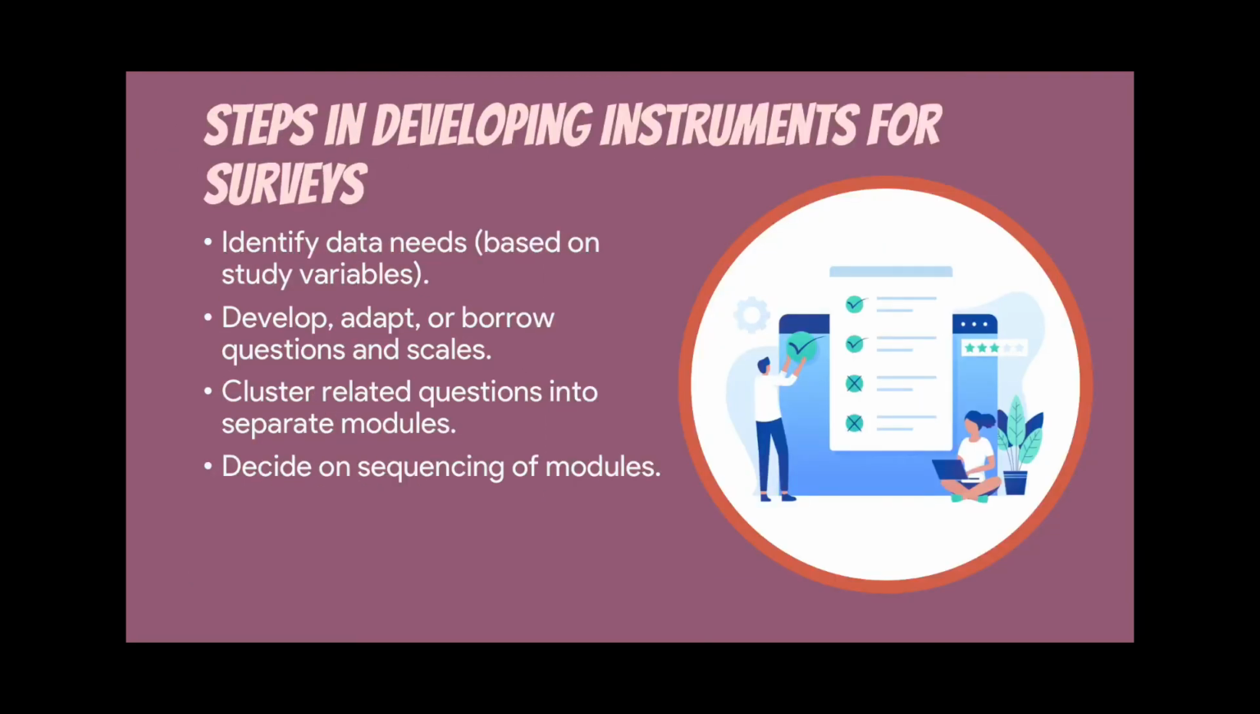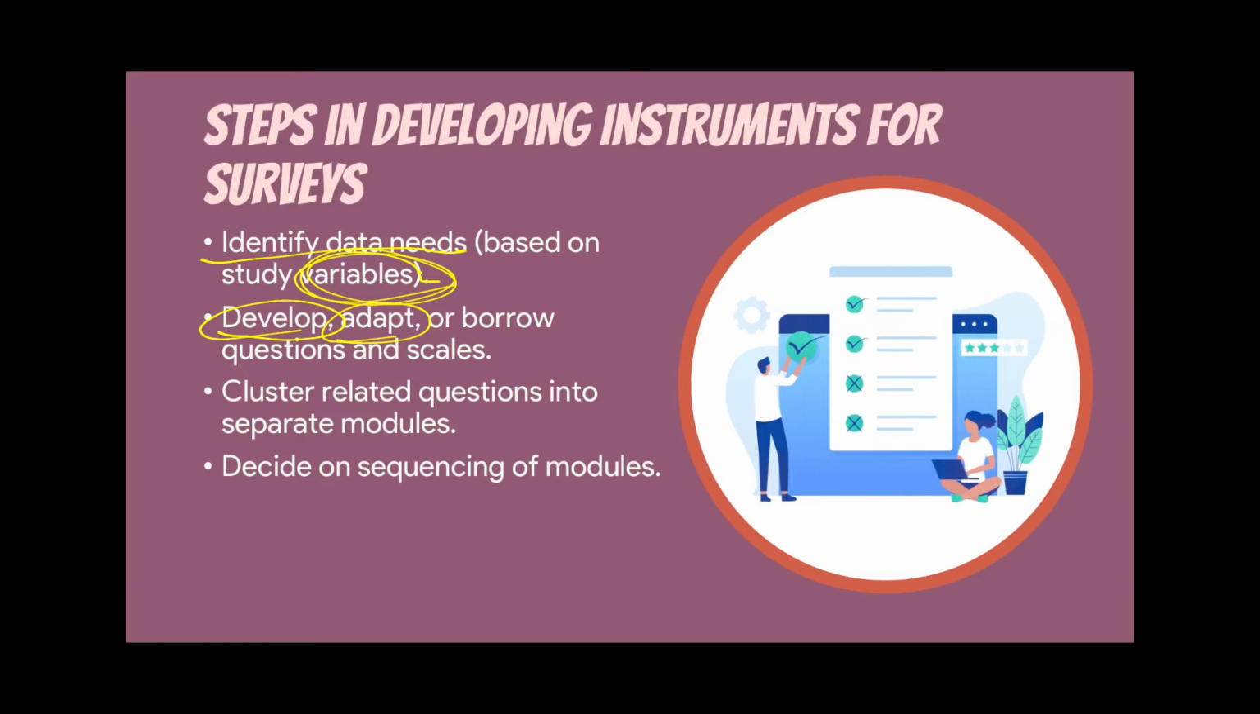So, what are the steps in developing instruments or surveys for your study? One, you identify your data needs, and it is really important that you make sure that all of your variables have their own data collection plan and their own instrument. Next, you can develop your own researcher-made questionnaire if you need, or you can adapt.